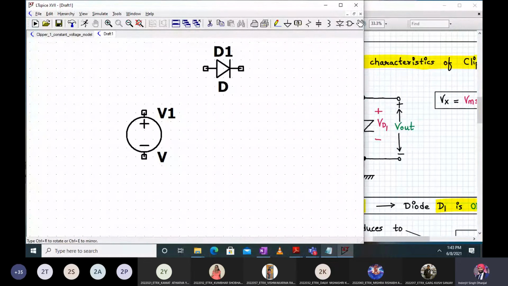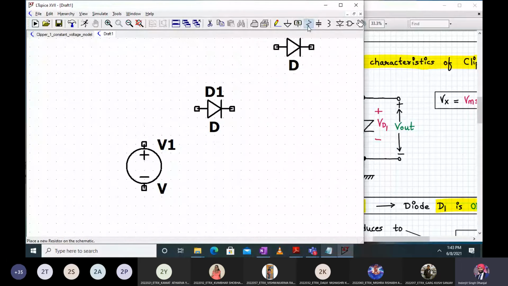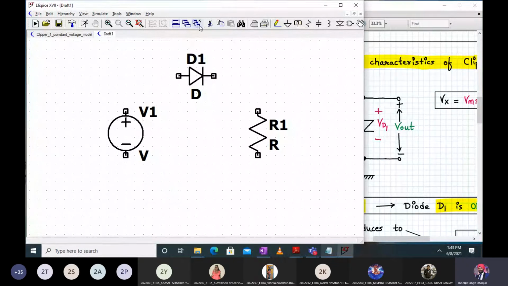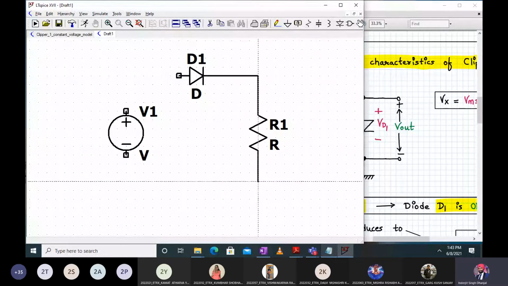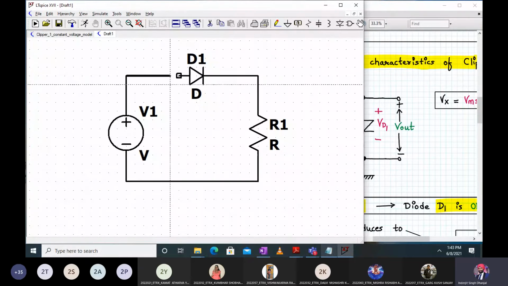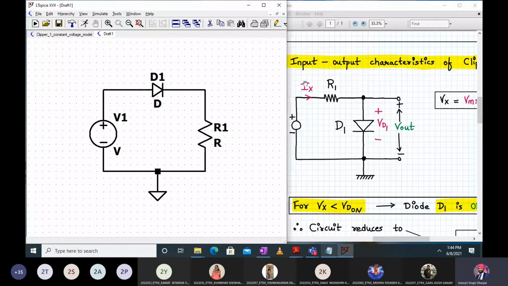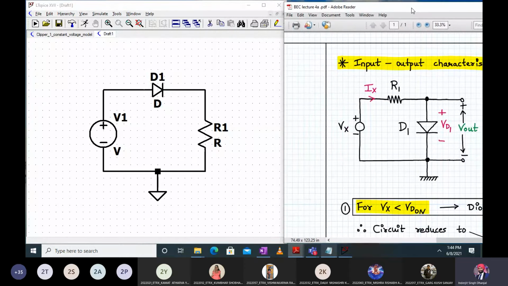I'll press Control R and place a resistor over here. Now I have to join them quickly. So I've joined them now. Also I have to connect the ground. Don't forget to add the ground over here. I am just showing the simulation quickly, how it will look. Now, as you can see, the circuit to your right and the circuit to your left are one and the same basically.